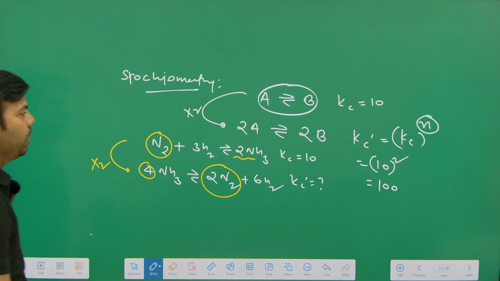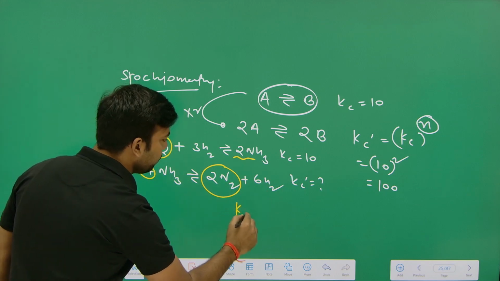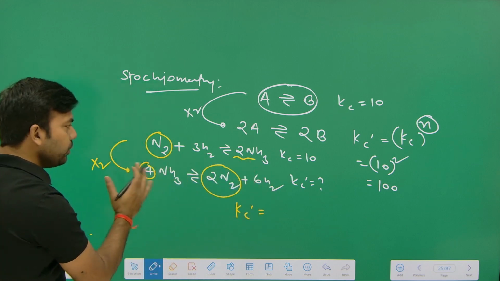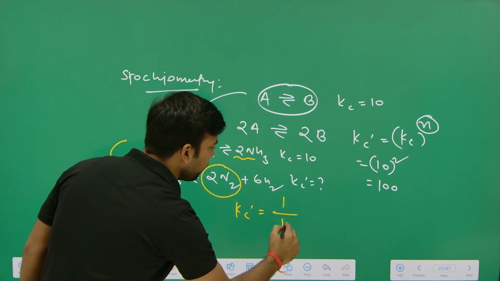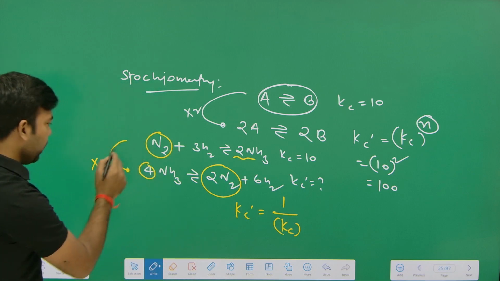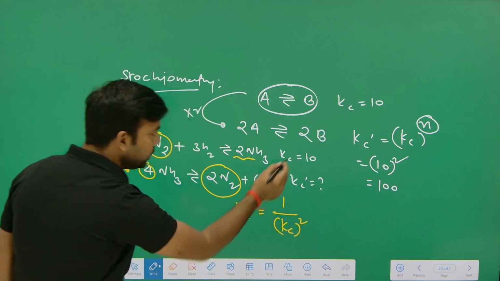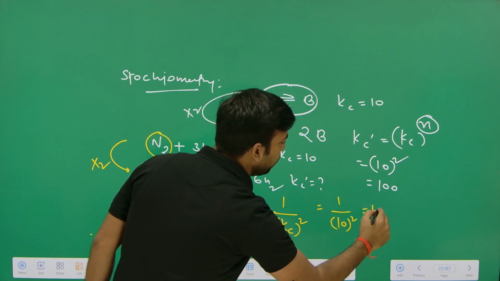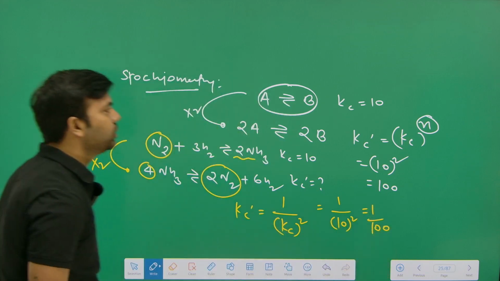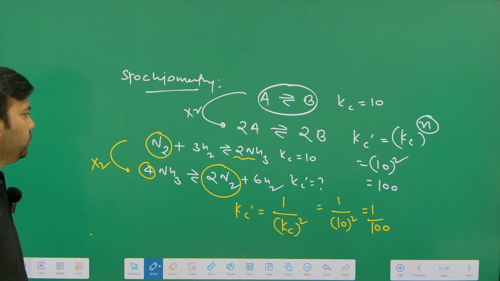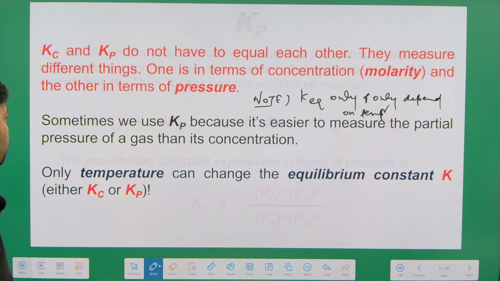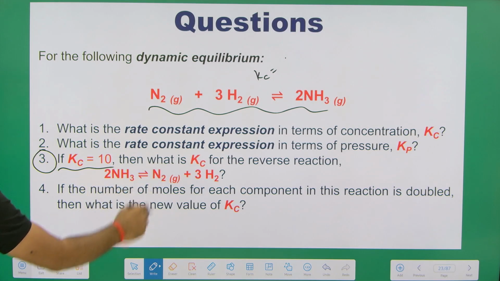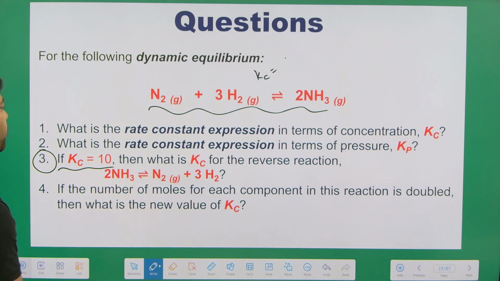What does it mean? So the new Kc will be what? First of all, it is reversed, so 1 upon Kc. Multiplied by 2, so power 2. The Kc value was 10, so 1 upon 10 to the power 2, which is 1 over 100. Make sense? So you can see in this question, Kc is 10 for the given reaction, and it asks what the new Kc will be once you reverse it. Simple, reverse means it will become 1 over Kc. Clear?